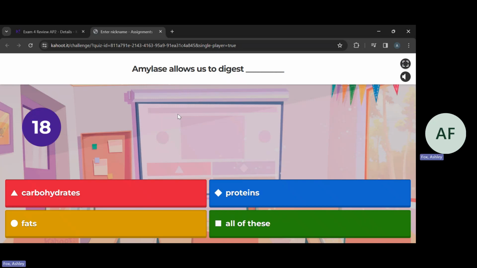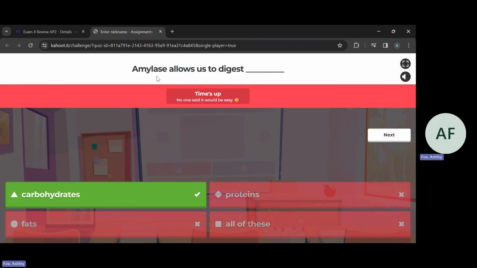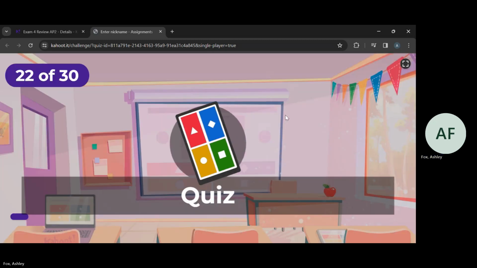Amylase allows us to digest carbohydrates, proteins, fats, all of the above. Remember, amylase is for carbohydrate digestion. Remember, there's salivary amylase, so it starts in the mouth for carb digestion, and then we have pancreatic amylase that's going to continue to digest carbohydrates.